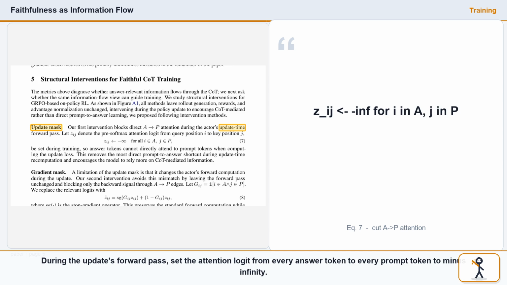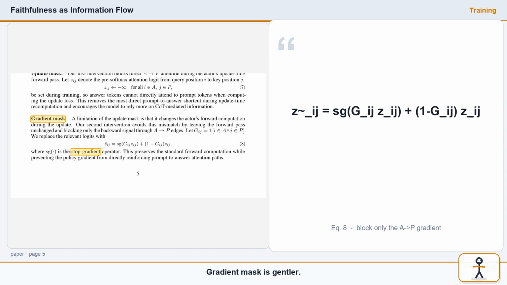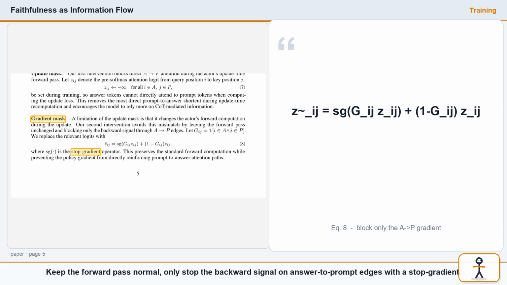During the update's forward pass, set the attention logit from every answer token to every prompt token to -infinity. Answer tokens literally cannot look at the prompt, so the shortcut edge is severed, and the model must lean on the chain of thought. Gradient mask is gentler. Keep the forward pass normal, only stop the backward signal on answer prompt edges with a stop gradient. The model still reads the prompt, but learning never reinforces the shortcut.